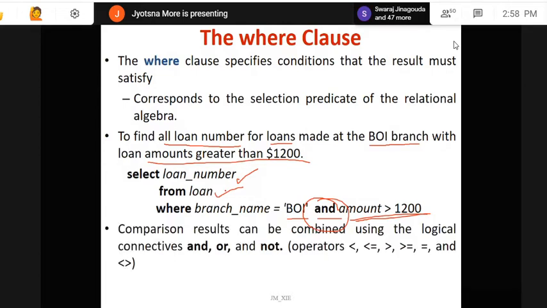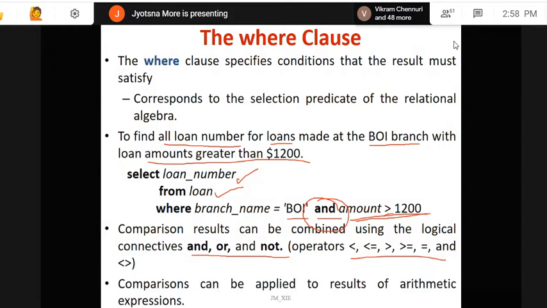Same way, comparison results can be combined using the logical connectives. You can use and, or, not, and operators such as greater than, less than, equal to, and so on, all in the where clause for conditions.